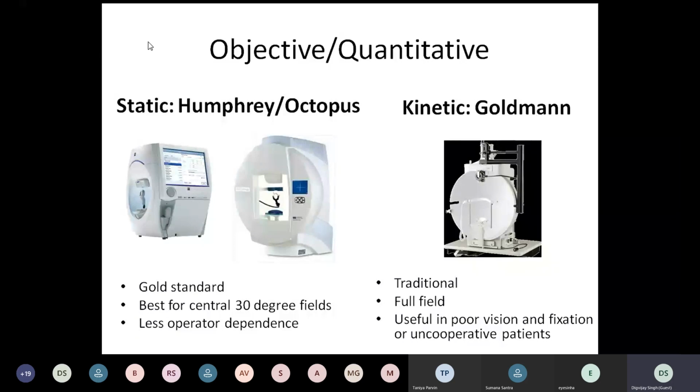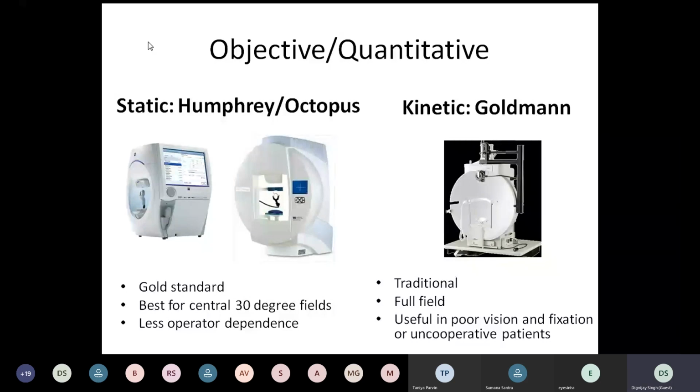So the static perimeter basically means that there's a large bowl in which you get these spots of light coming and going, and the patient has to press a trigger every time they see a light. This is typically the gold standard of fields and most often used in glaucoma. It's best for the central 30 degrees of field, but now you have machines which are giving you the full field as well. It is less operator dependent.